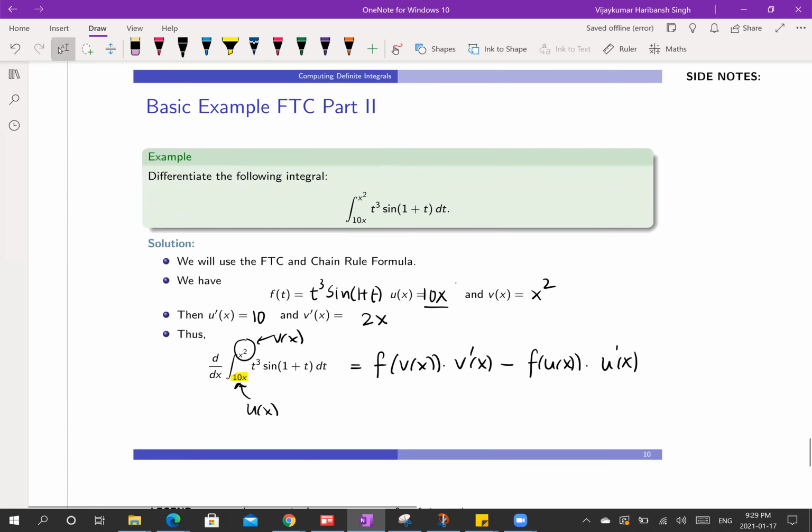Now, what is f of v of x? Wherever there is t, you put v of x, which is x squared. So it's going to be x squared, the whole cubed, plus sine of 1 plus x squared, multiplied by v prime of x, which is 2x, minus f of u of x. Now in f, I substitute 10x. So we get 10x the whole cubed plus sine of 1 plus 10x, multiplied by u prime of x, which is 10. And this is our computation.